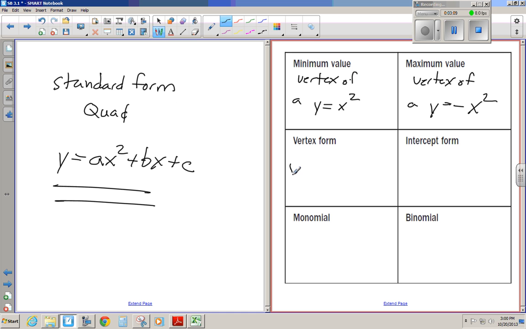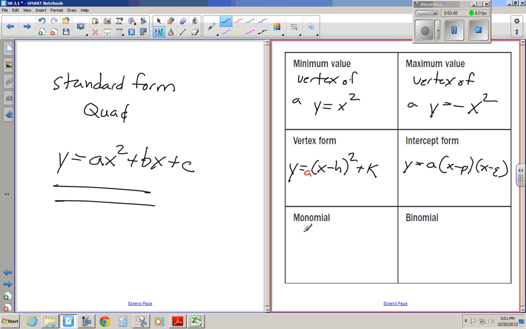Vertex form, y equals a(x minus h) squared plus k. That should look very familiar, and I think I forgot to put an a in front of that. That's vertex form. It's very similar to vertex form for an absolute value equation. Intercept form, y equals a(x minus p)(x minus q). We'll talk about what each of these things mean.